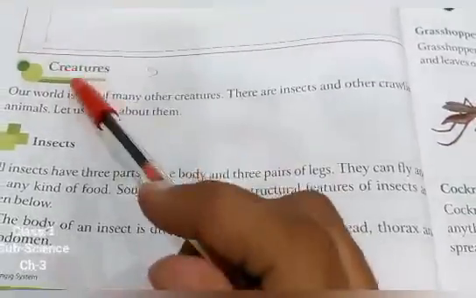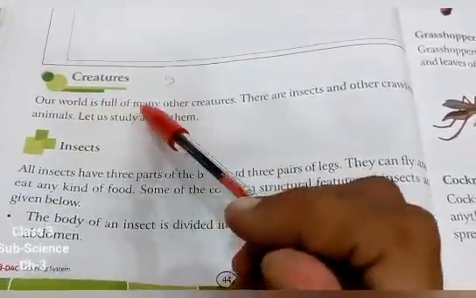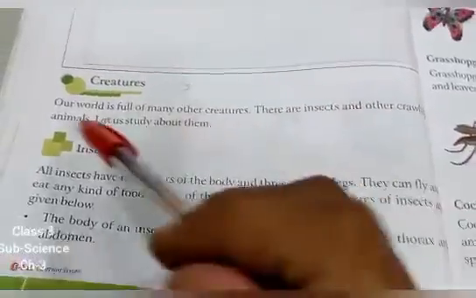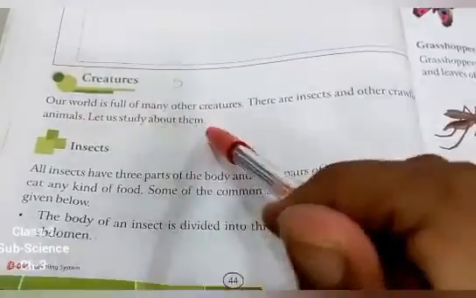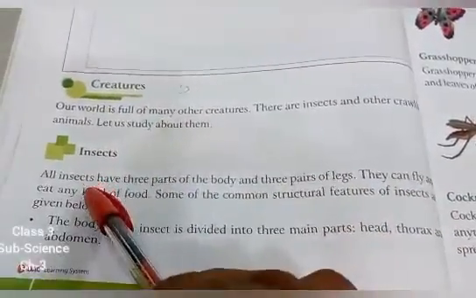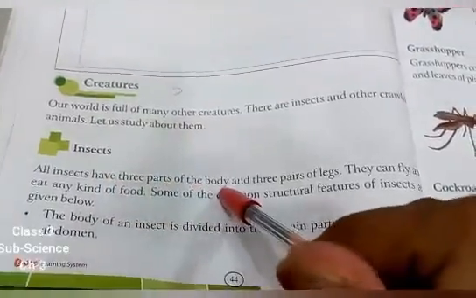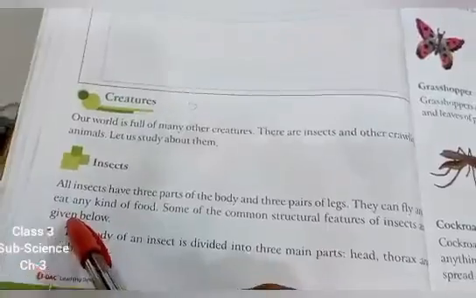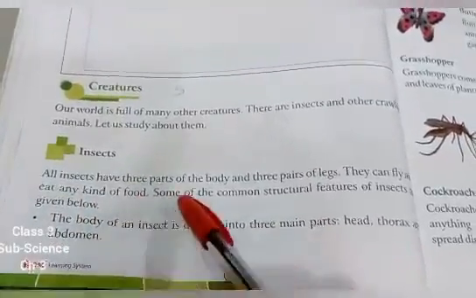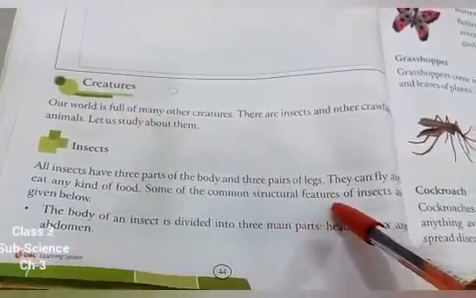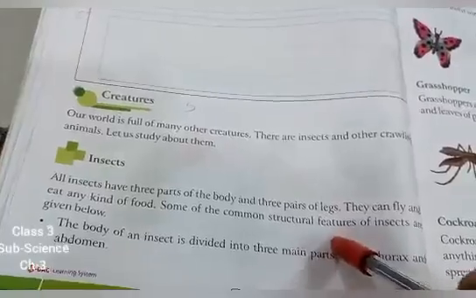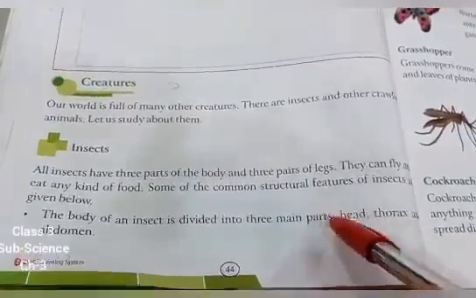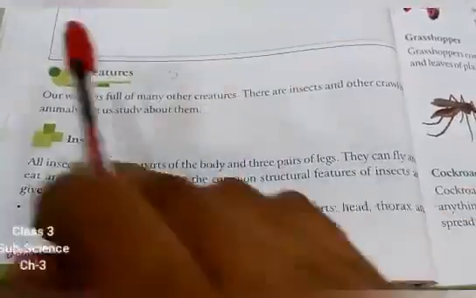Now on page number 44, creatures. Our world is full of many other creatures. There are insects and other crawling animals. Let us study about them. Insects have 3 parts of the body and 3 pair of legs. They can fly and eat any kind of food. Some of the common structural features of insect are given below. The body of an insect is divided into 3 main parts, that is head, thorax and abdomen.